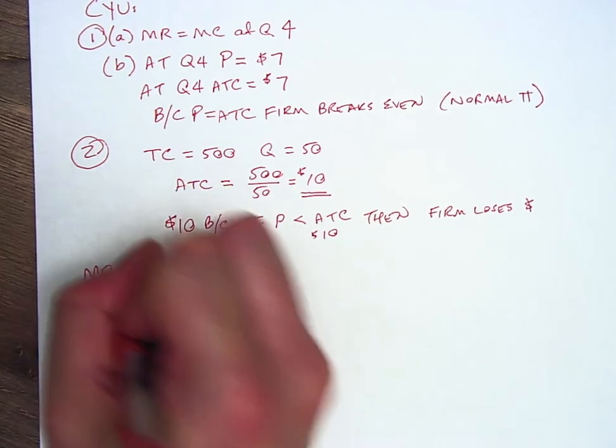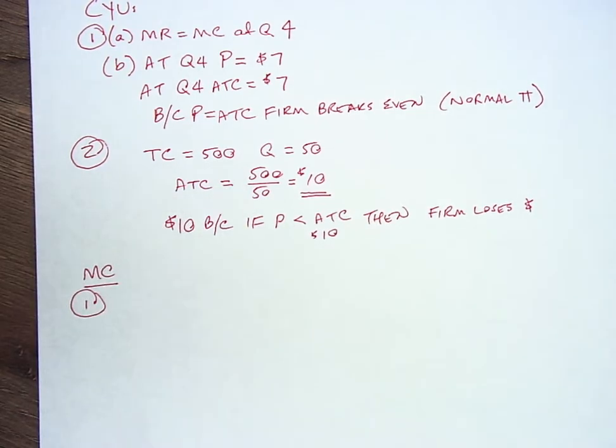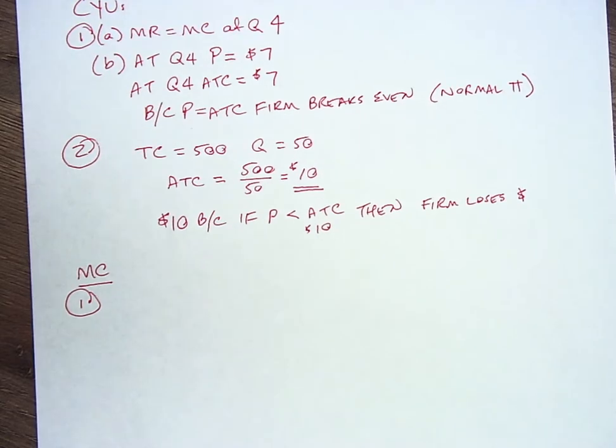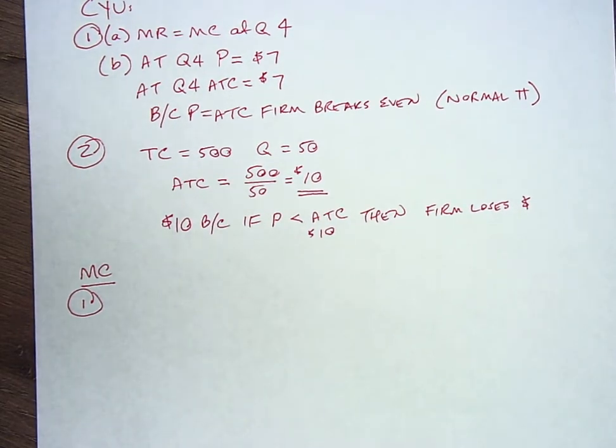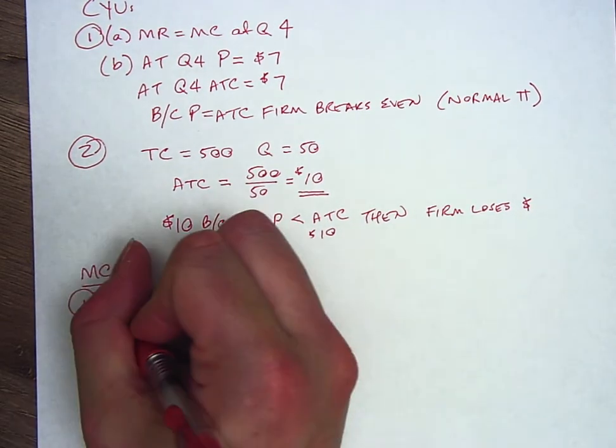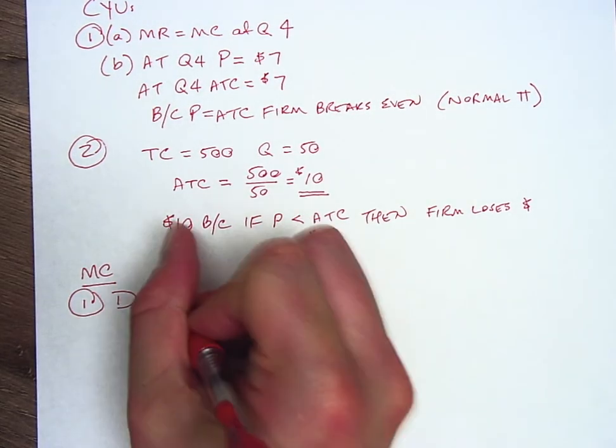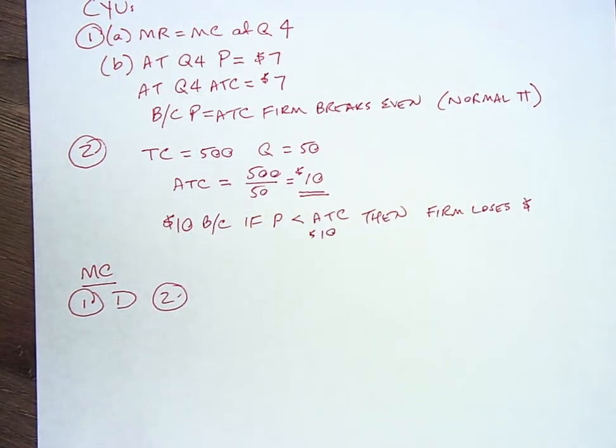Multiple choice, right? Question number 1 says, a perfectly competitive firm will maximize profit at the quantity where marginal revenue equals marginal cost. That's a nice, easy one to start us off. Good deal. Number 2, what's correct for a perfectly competitive firm?